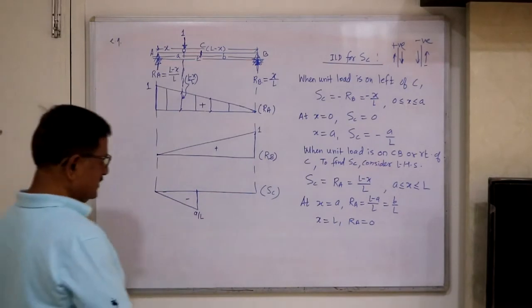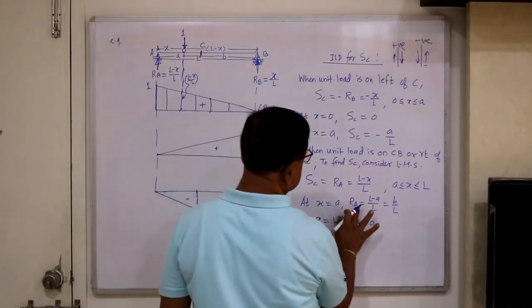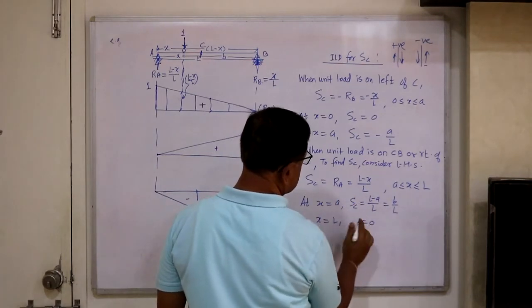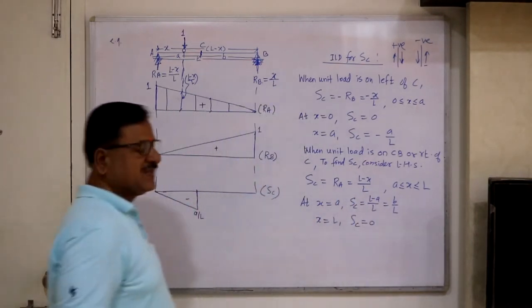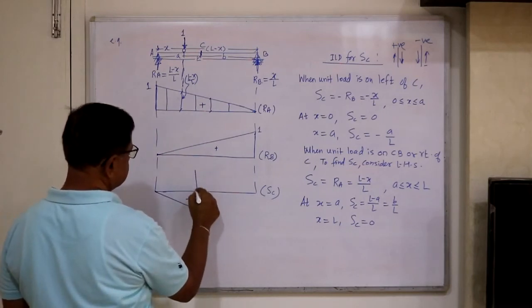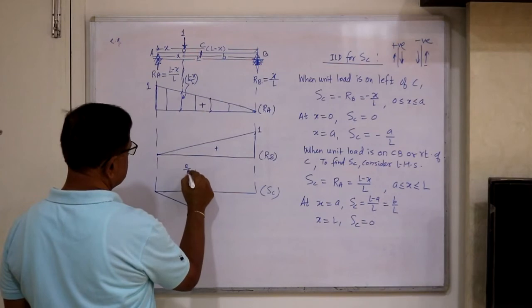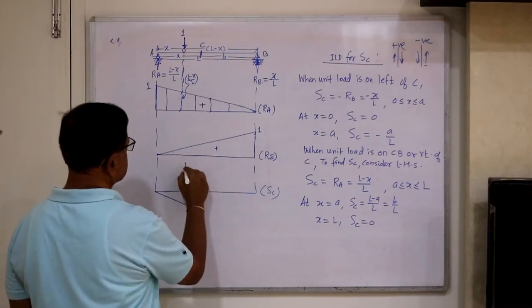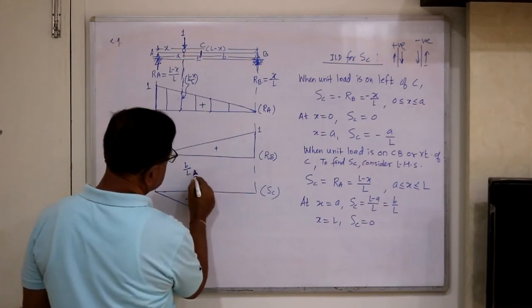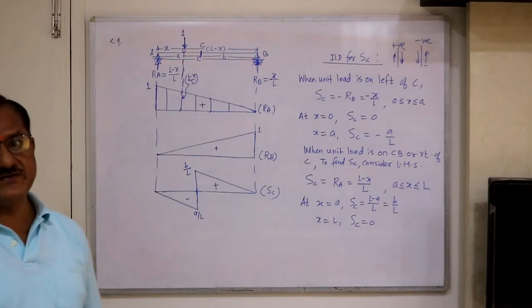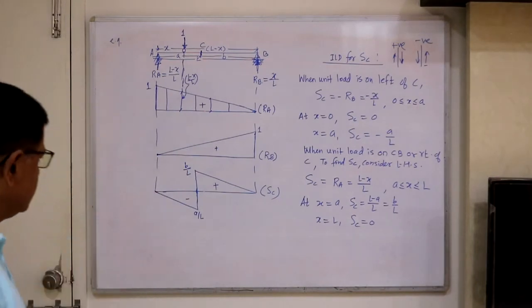So RA means shear force. We can say shear force, SC. This is shear force, so that means this is plus A by L, and this is B by L. The variation is linear, down to 0. This is plus. So this is the ILD for shear force at section C.